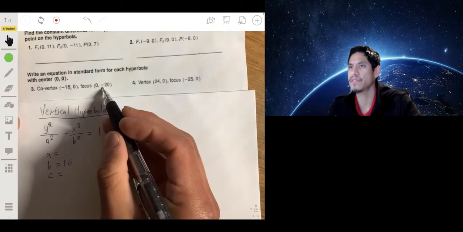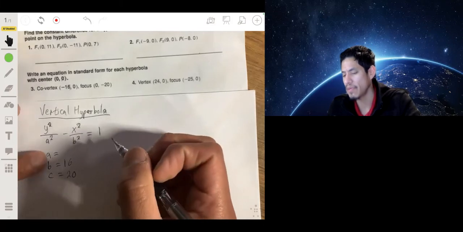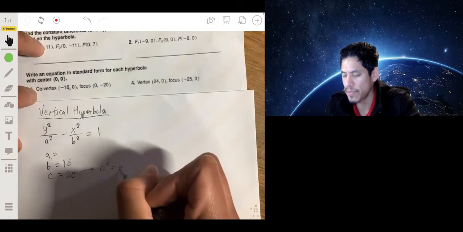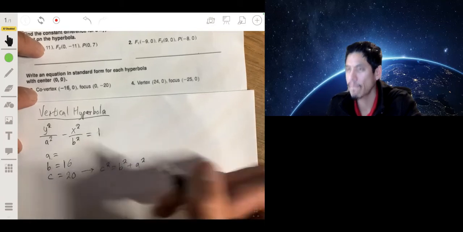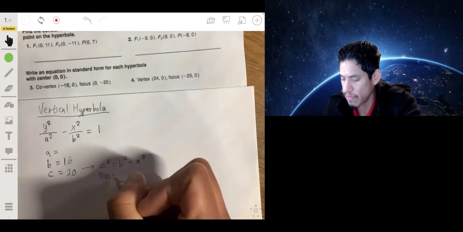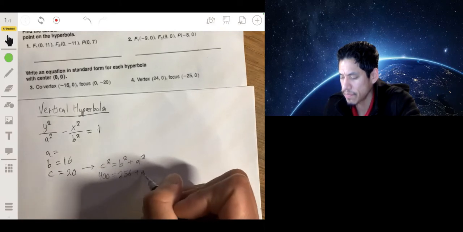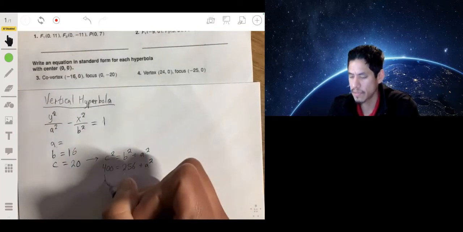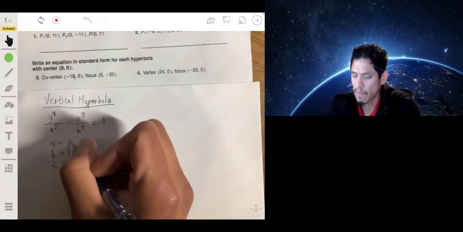The foci are c units away from the center, so c is 20. So now we just have to figure out a. And for that, we can use the equation c squared equals b squared plus a squared. C is 20, so c squared will be 400. B is 16, so b squared will be 256. Plus a squared, take away 256. And a squared is 144, so a is then 12.